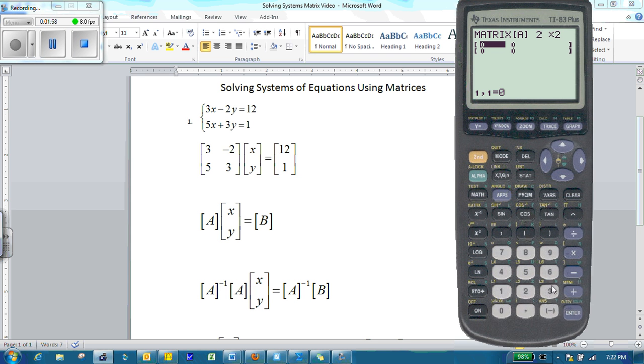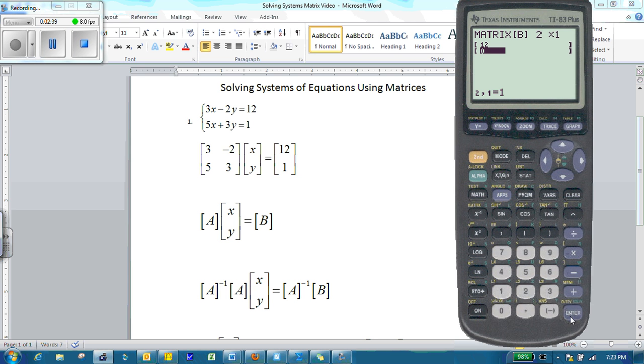And now we just have to enter the coefficients: 3, -2, 5, and 3. So there's our matrix A. And now we're going to go back into matrix and edit. And this time we're going to edit our matrix B, which is our constant matrix over here on this side of the equal sign. This is a 2 rows by 1 column matrix, so 2 by 1. And we just have to enter our 12 and the 1.